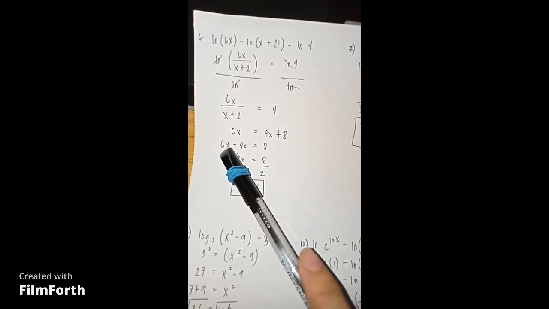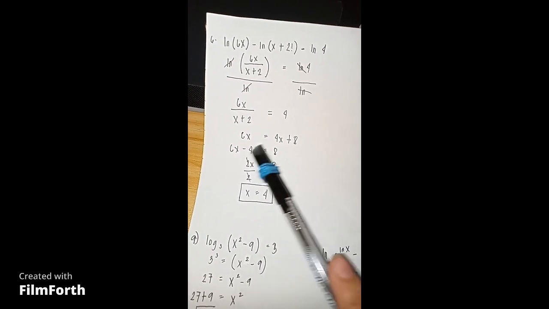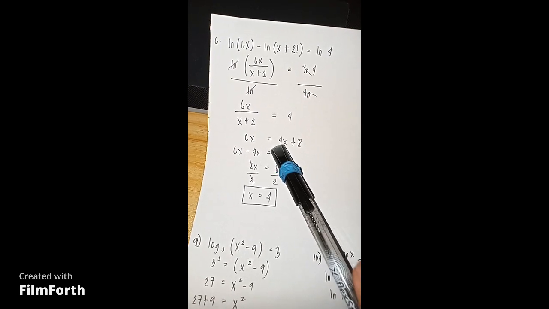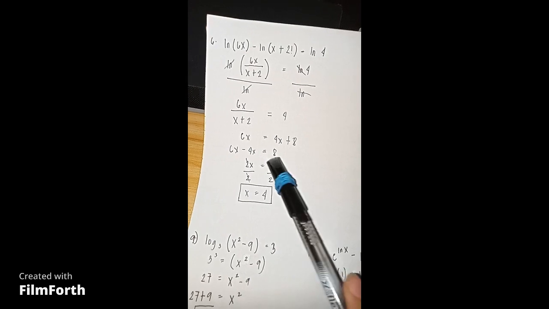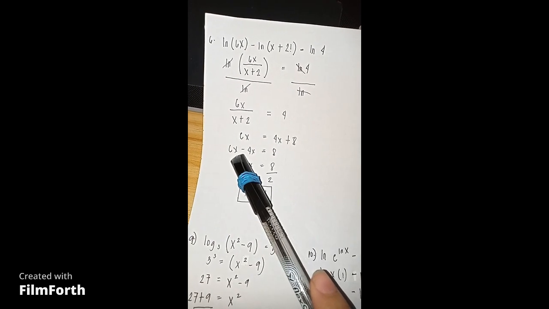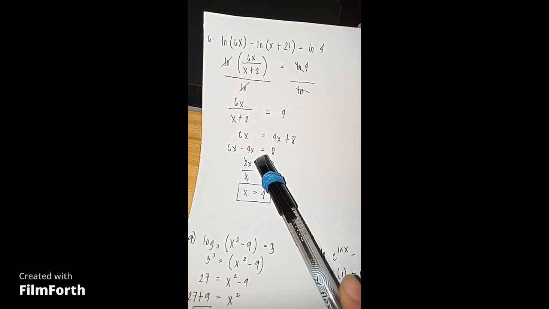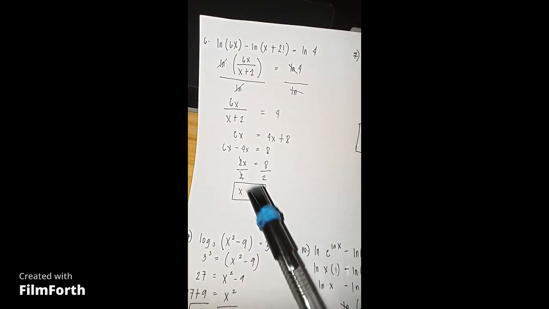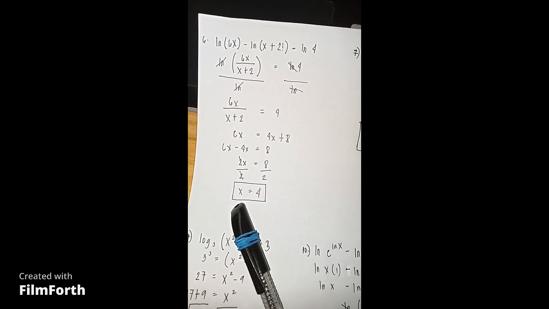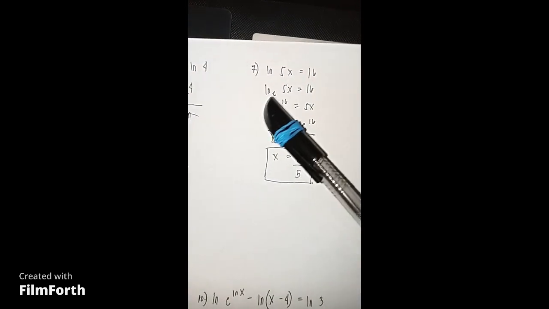is 8. So copy the 6x, and the positive 4x will be transposed to the right, that will be negative 4x, and equal to 8. So 6x minus 4x is equal to 2x, and then copy the 8 and divide both sides by 2. So our x is equal to 4. So let's go to number 7.